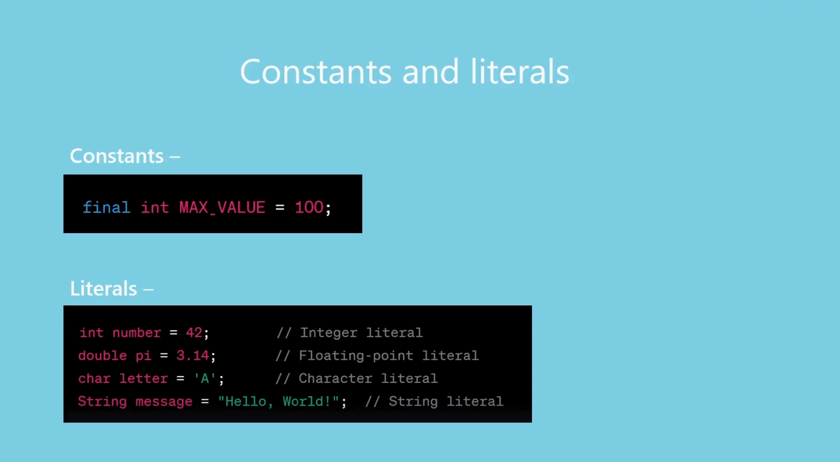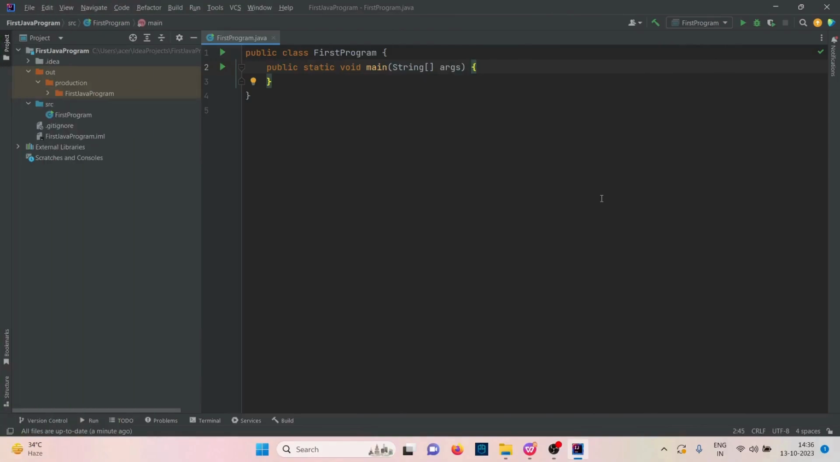Let's try to implement this all on IntelliJ now. Let's first start with declaring and initializing a constant variable. So we'll type in final int and then capital X equal to, let's give it a value of 15. Now we'll also declare another variable which is not a constant one. So we'll type in int y equal to, let's just give it a value of 20.